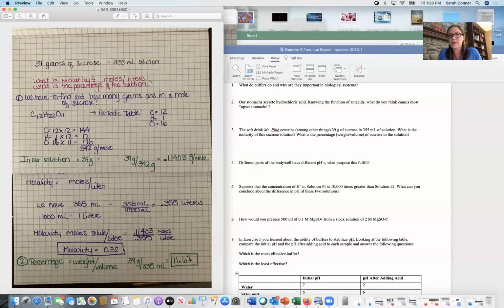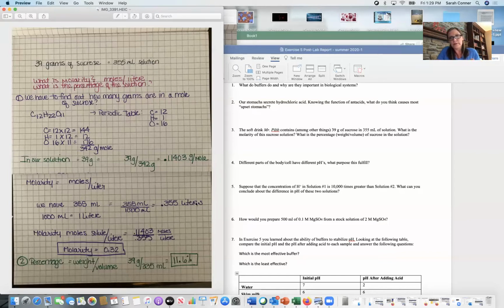So now we have to figure out molarity, right? Molarity is equal to moles per liter. We have 355 milliliters, not quite a liter, so we have to figure out what that is in liters. So 1 liter equals 1,000 milliliters, so we have to take our lovely 355 and divide it by the total amount of liters, which in this case has to stay in milliliters for now until we can transform it over to liters, which we do. 355 milliliters divided by 1,000 milliliters is 0.355 liters.